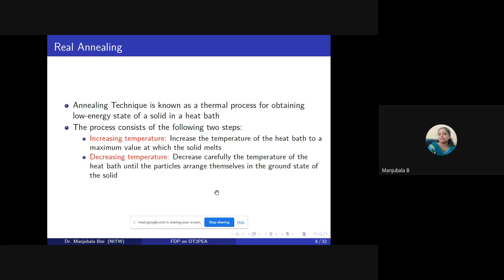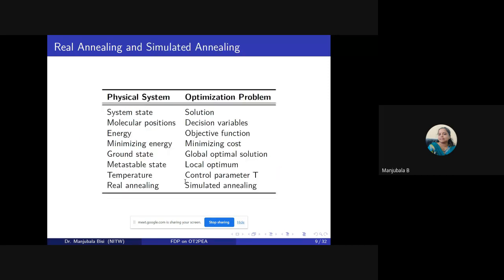So it has two steps. As I told, first increasing the temperature: you have to increase the temperature of the metal, or the heat bath, to a maximum value at which the solid melts and the molecular structure changes. Then you have to decrease the temperature very slowly so that the molecular structure is restored. The same concept we are trying to mimic through an optimization problem, and that optimization technique is called simulated annealing.